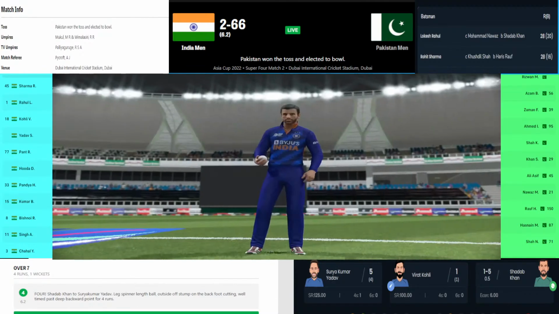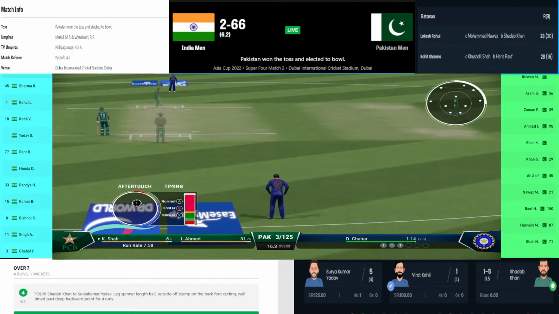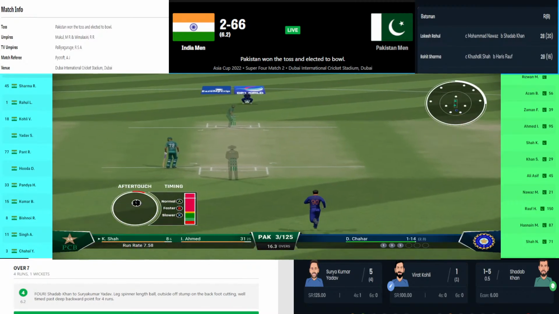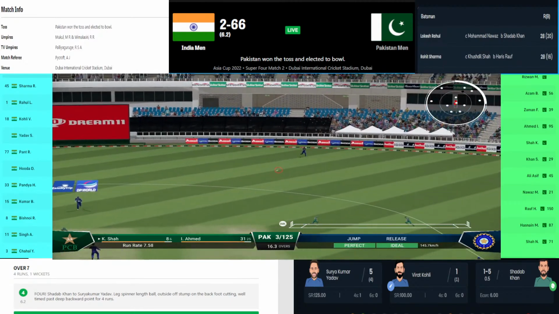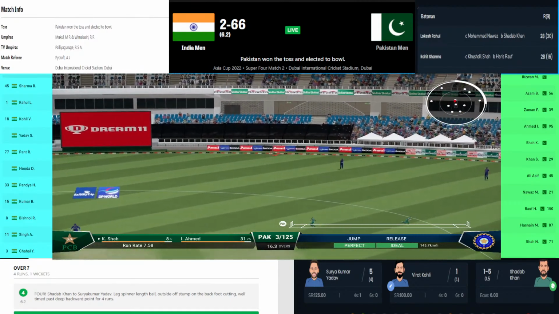There was some appealing movement, but they just realized that it's not out. So that's why they just stopped the appeal. But what a delivery, man. It was a quicker one this time. A much pacey delivery from Shadab.